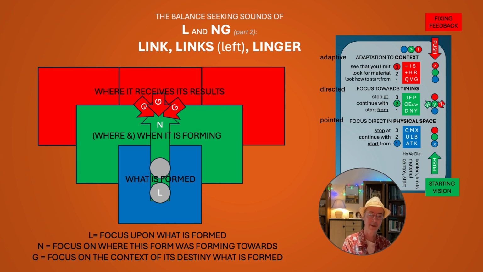So what is the resume actually? You have the L, the focus upon the things that are formed. The N is the focus which goes further from this form to see where it is forming towards, to which direction, to which form it really is developing, to which development it is going to. And with the G, it focuses upon the context of this destiny of what is formed. That is really basically the resume of this combination of L with N.